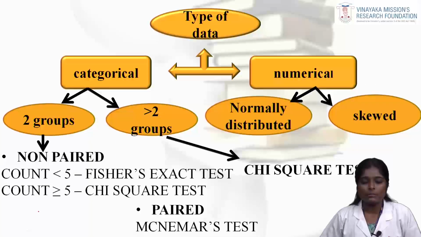As I have already said, based on the type of data, we go for hypothesis testing. The types of data can be categorical or numerical, which is nothing but qualitative or quantitative. For qualitative data, between two groups non-paired, and more than two groups, we use the chi-square test. For numerical or quantitative data, when it is normally distributed, we go for the parametric tests as I mentioned, and for non-normal or skewed distribution, we go for the alternative non-parametric tests.